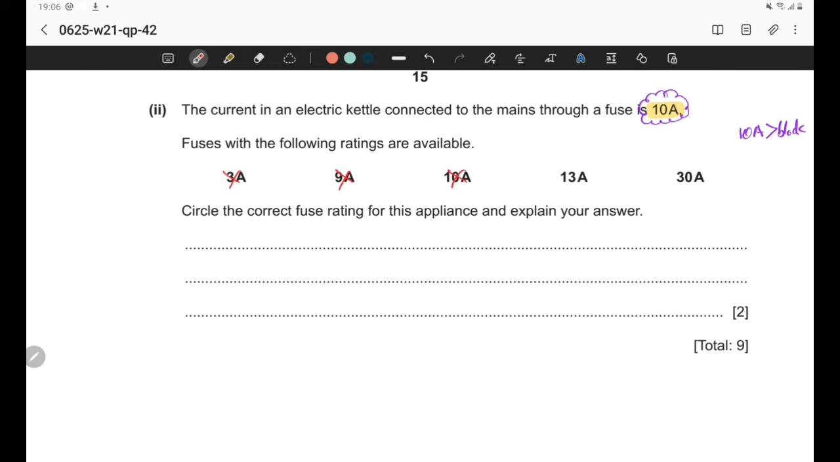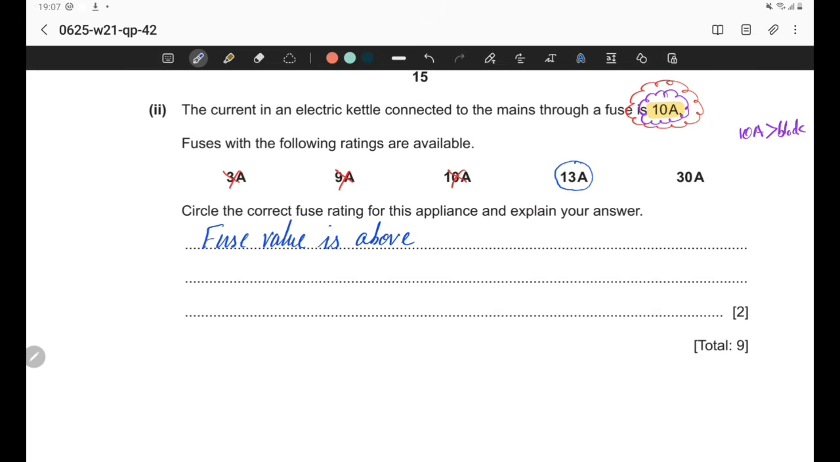If we are using these, the current cannot flow, but we know that in order to work, this kettle requires 10 ampere current. So 10 ampere current should always flow. Therefore we cannot use these fuses. So the more appropriate fuse is 13 ampere, which is greater than 10 ampere and very close to the 10 ampere current also. So we need to circle 13 ampere and write the explanation.